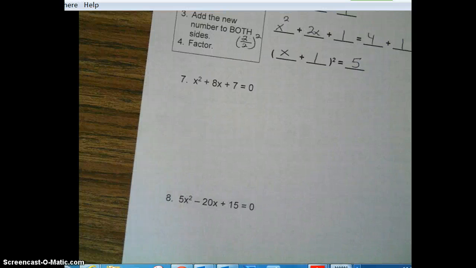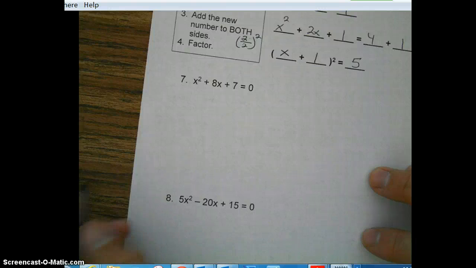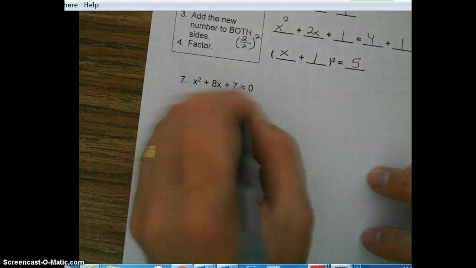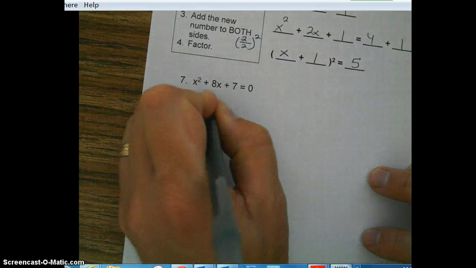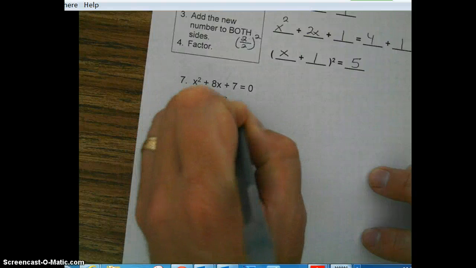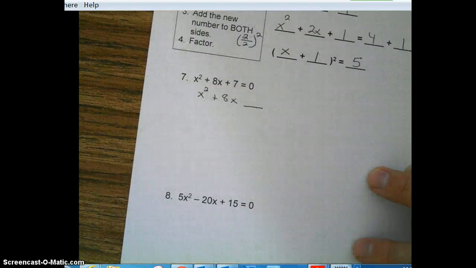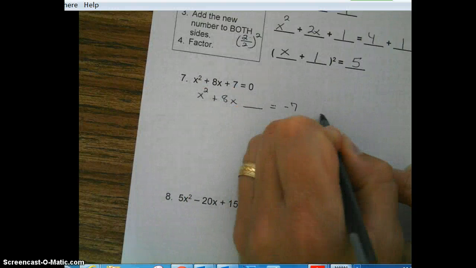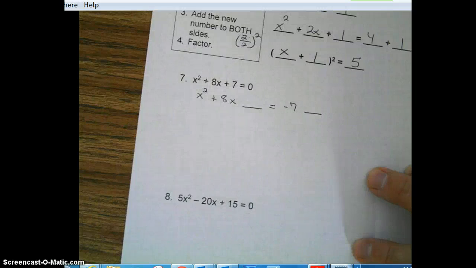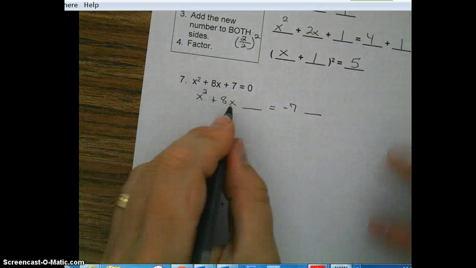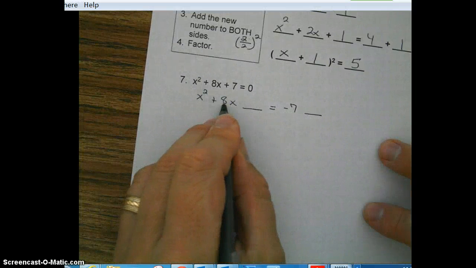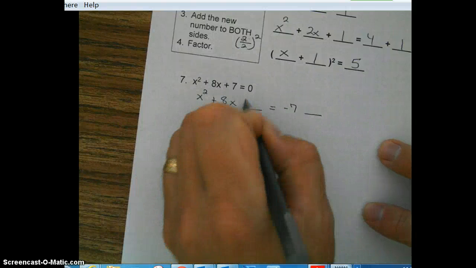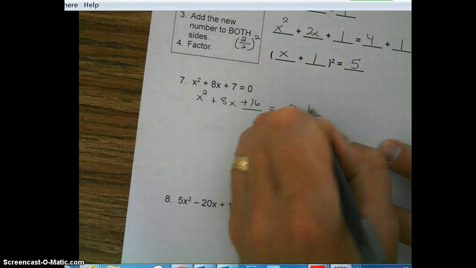Okay, so now that we know the steps, let's go ahead and do one together. Alright, step 1, move it over to the other side. Now when we did this before, remember we left a blank here? Equals negative 7. Remember we left a blank there? Because we're going to fill it in. So the new number: half of 8 is 4. 4 squared is 16. That's called completing the square.